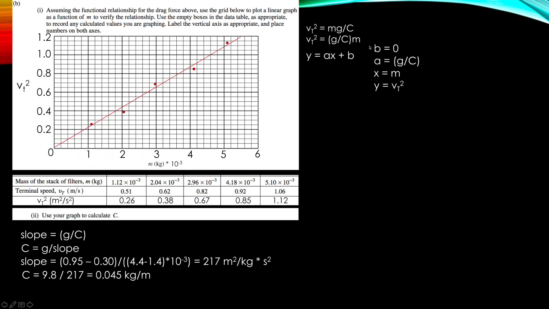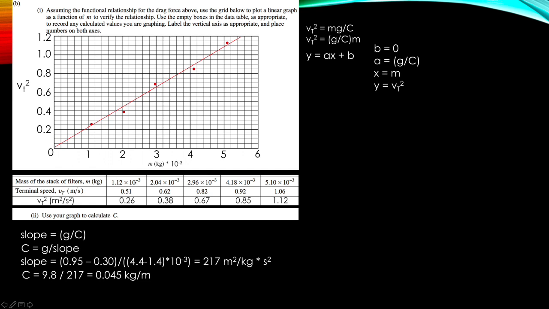So this equation is very similar to this one, which means that we can think about y as vt squared. So what we want on this vertical axis here is vt squared. So we just have to solve for vt squared using the given values for vt. We just square this, 0.51 squared is 0.26, and do the same thing for the rest. And then once we get that, we can use m.